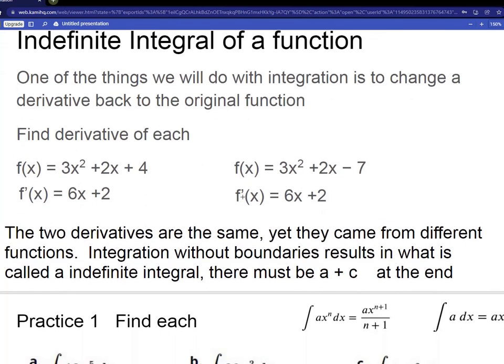All right, so the thing is that if I find the derivative of this, it's going to be 6x plus 2. Do you agree with that? Yeah. And if I find the derivative of this, it's also going to be 6x plus 2.